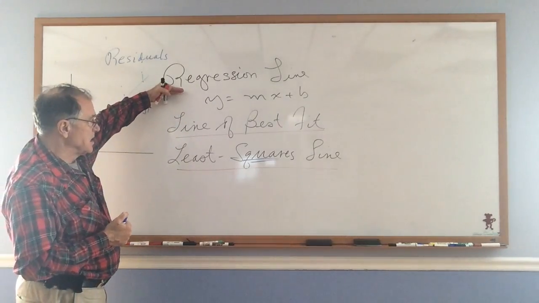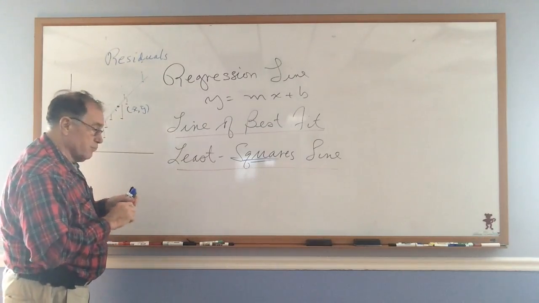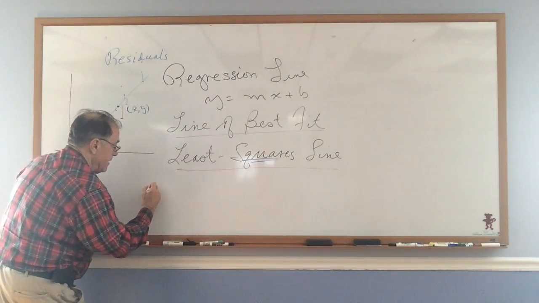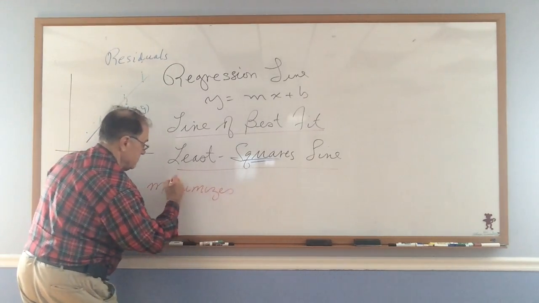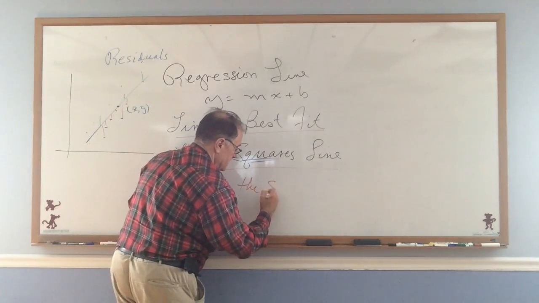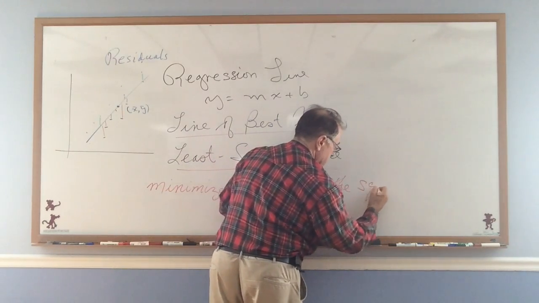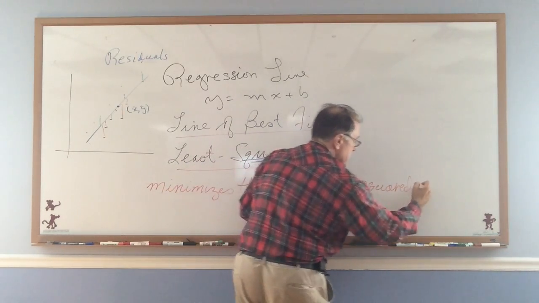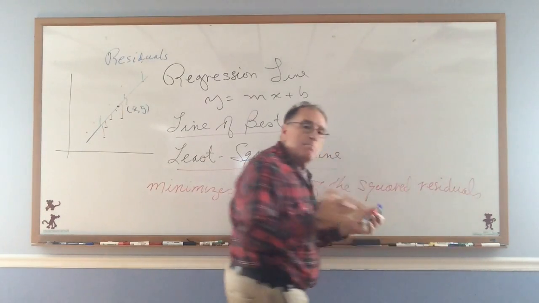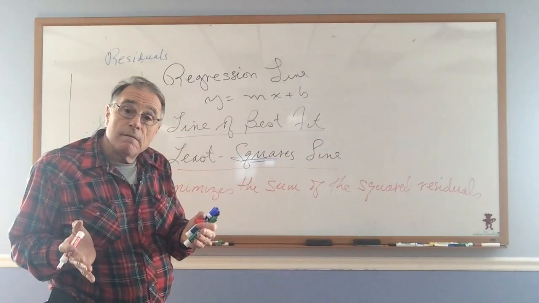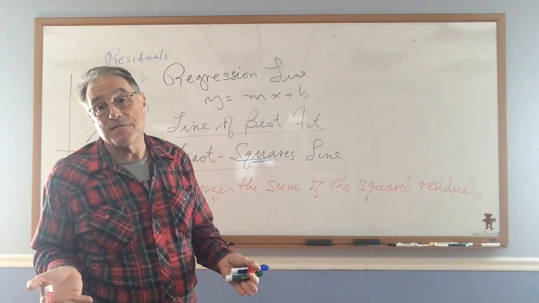Well, this regression line is the line of best fit because this regression line is such that it minimizes the sum of the squared residuals. And because it minimizes that sum, it is therefore the best fitting line, or the line of best fit.